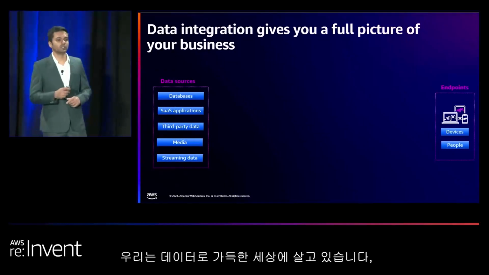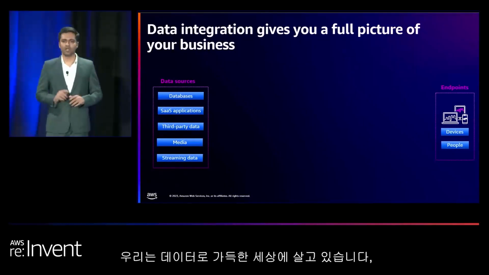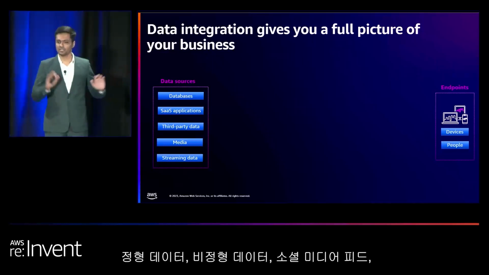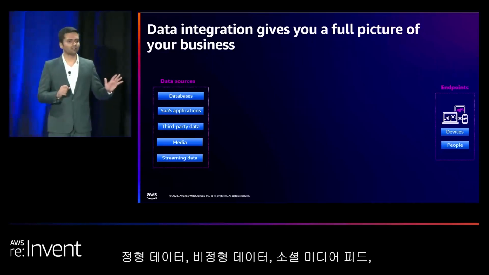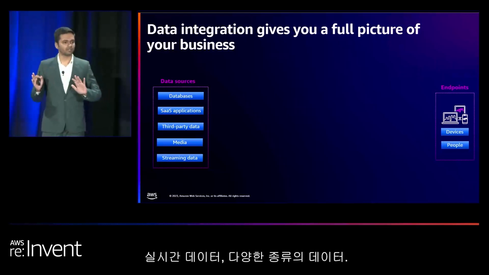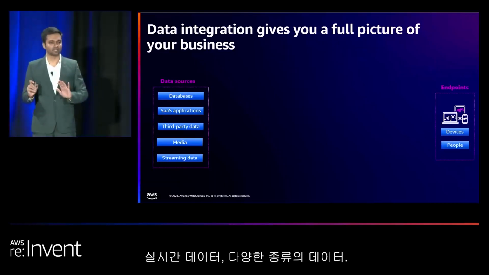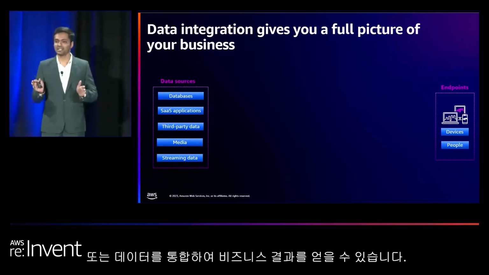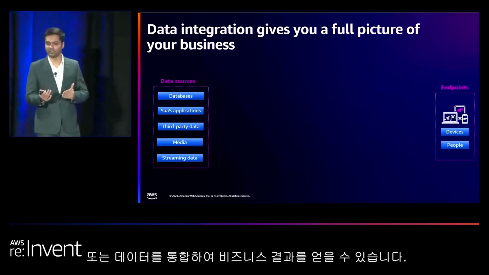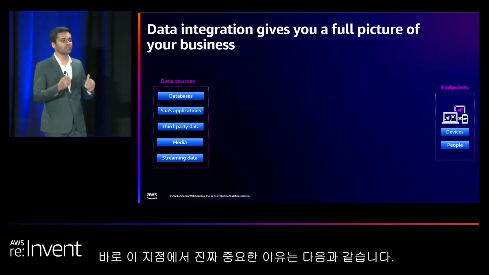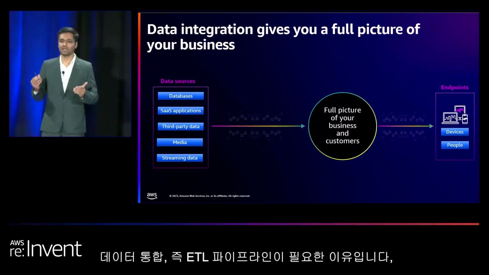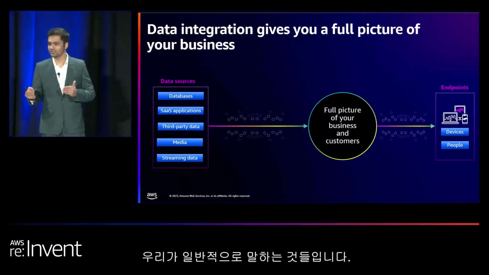So we live in a world which is full of data, different varieties of data: structured data, unstructured, social media feeds, real-time data, right? And it doesn't make sense if you can't join that data or consolidate the data to get some business outcome out of it. And that's where you see the real importance of why you need data integration, or ETL pipelines, as we generally refer to them.